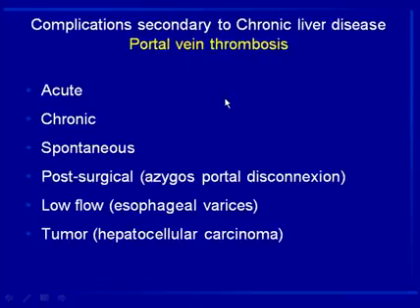Complications secondary to chronic liver disease. Portal vein thrombosis. You can identify acute portal vein thrombosis, chronic portal vein thrombosis. It can be spontaneous, post-surgical thrombosis, low flow rate thrombosis caused by esophageal varices, and tumor caused by hepatocellular carcinoma.